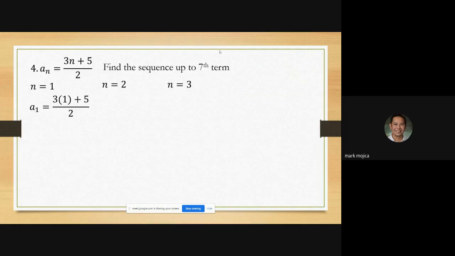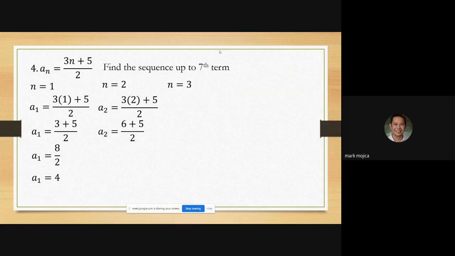So a sub 1 is equal to 3 times 1 plus 5. So 3 plus 5 is equal to 8 over 2. So that is divisible by 2. So 8 divided by 2, that is equal to 4. So the first term is 4. Next, you have 3 times 2 plus 5 over 2. That is 6 plus 5. So that is 11 over 2.